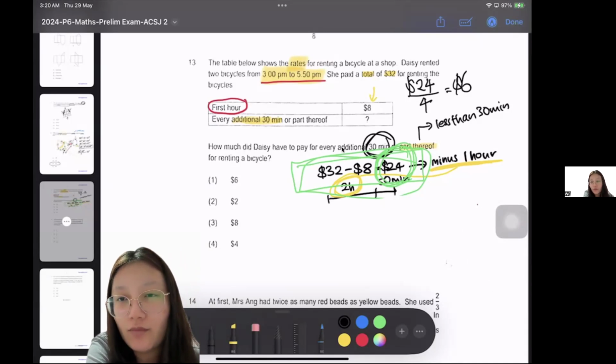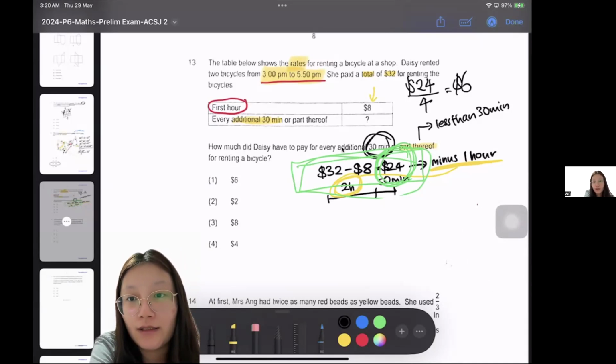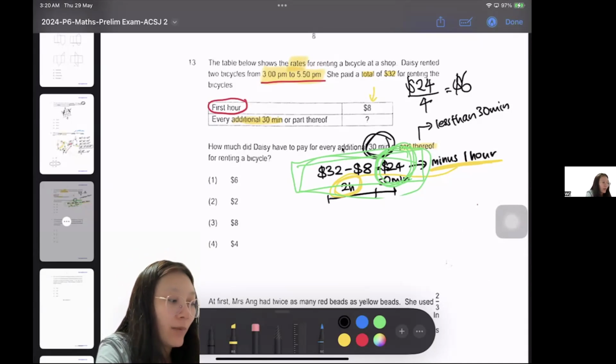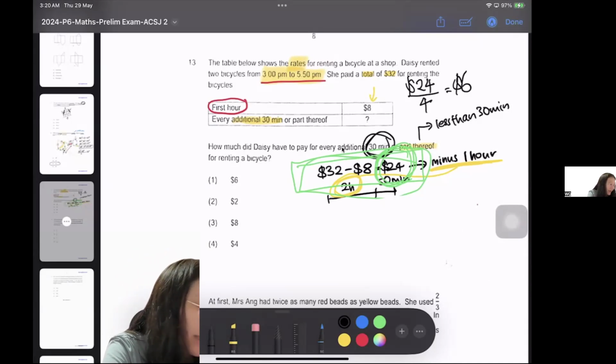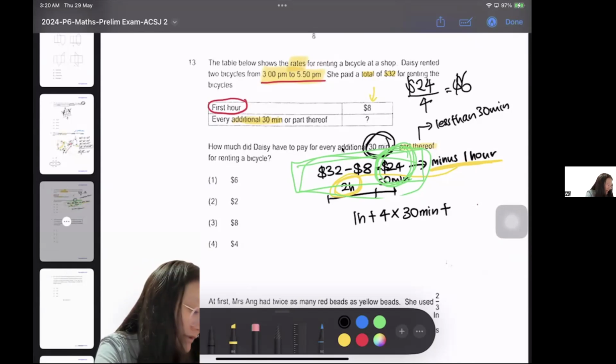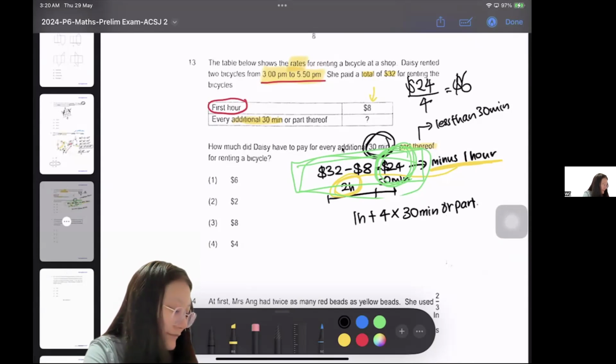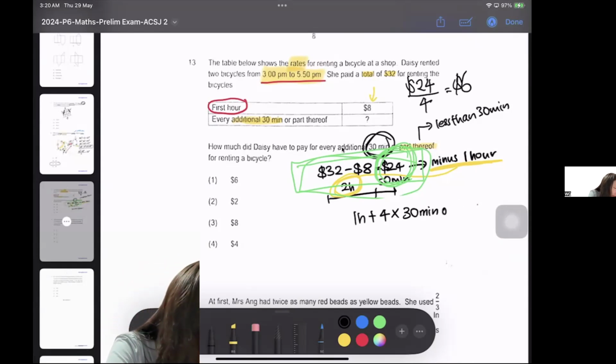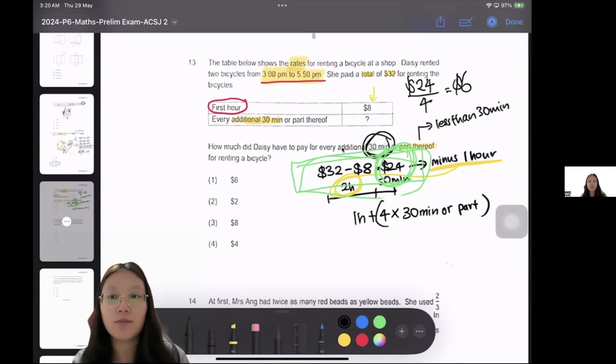And then just now in our working, we found that there were 4 30 minutes in the time that she spent there on top of the 1 hour. Okay, so the time she spent there was 1 hour plus 4 times 30 minutes or part thereof. My handwriting. Or part. Okay, 1 hour plus 4 times 30 minutes or part.